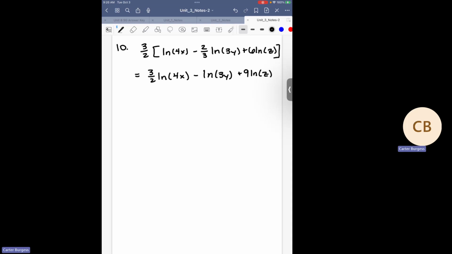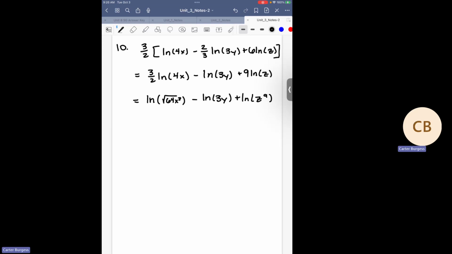All right, let's use our power rule. This is going to give me the ln of 4 cubed, which is going to be 64. So 64x cubed, and then I'm taking the square root of that. 4 cubed, I think it's 60, right? 4 to the third. Yeah, 64. Minus still the ln of 3y, and then plus the ln of z to the power of 9.